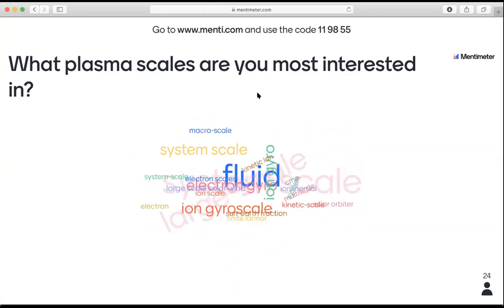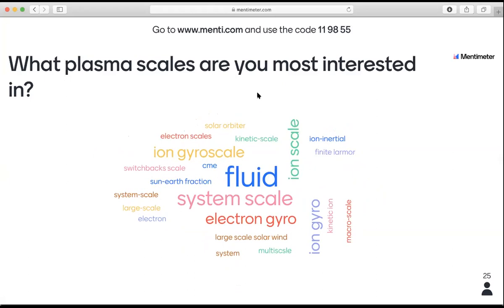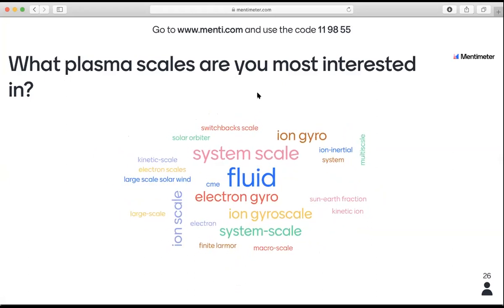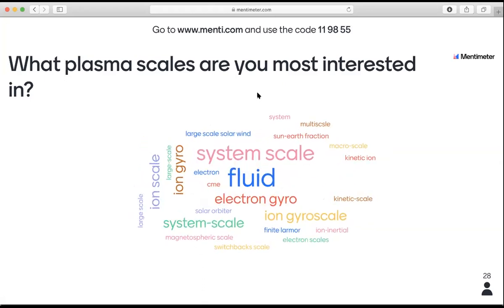Okay, we already have 23, 24 answers. Excellent. Now we'll take a screenshot of that afterwards and put this into the slides. Then we have a nice picture of the scales that the MIST community is working on. Cool, kinetic scales, Sun, Earth, yeah. Finite Larmor radius effects. Also people working on multiscale effects, very good, magnetospheric scales. Yeah.